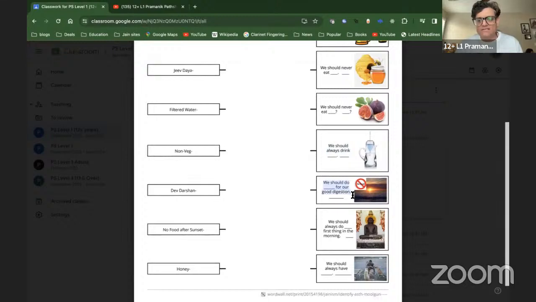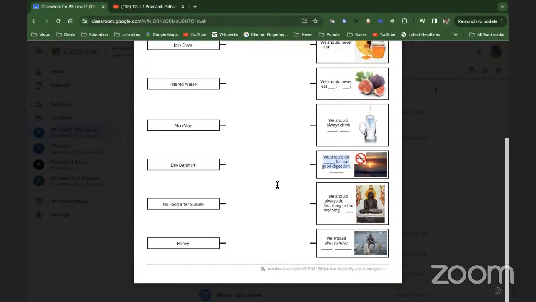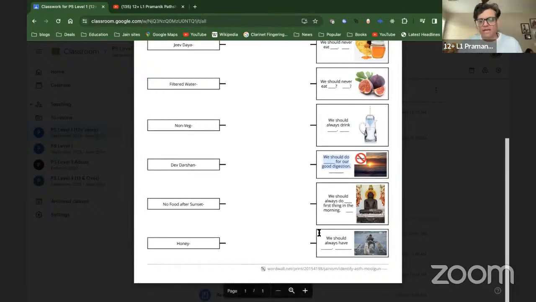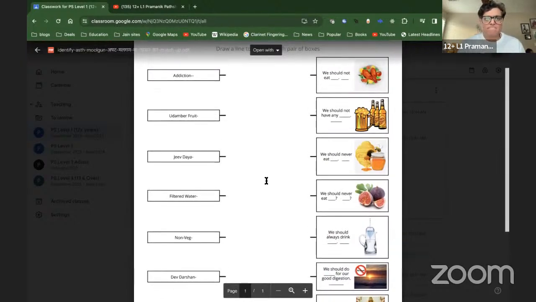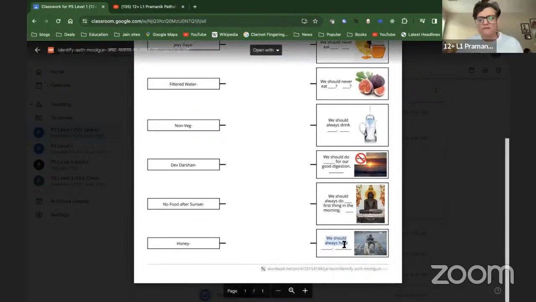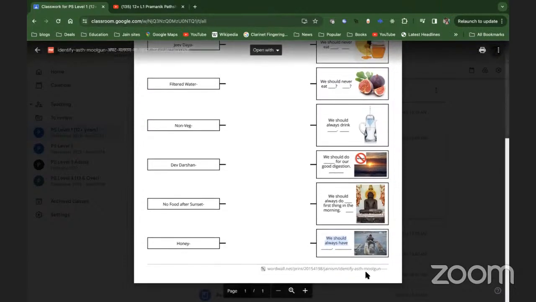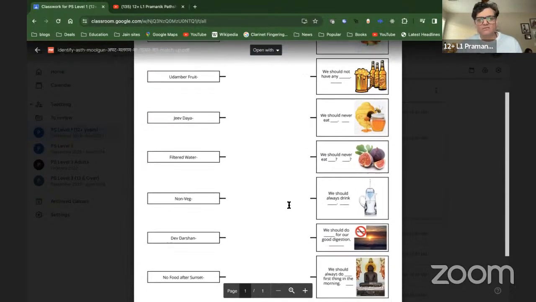Okay. We should do dash for our good digestion. Go ahead, Maulik. No food after sunset, right? Yeah, that's also one of the mool guns. And then we should always have dash. We should always have Jeev Daya, right? The picture shows a guy showing Jeev Daya to dogs, feeding stray dogs some food. So that's Jeev Daya, right?